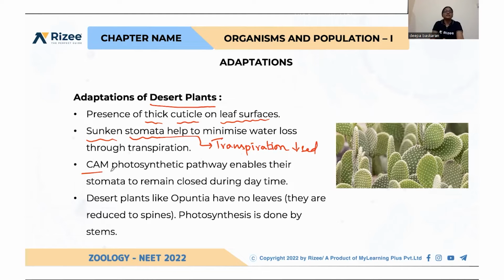And the crassulacean acid metabolism photosynthetic pathway also enables their stomata to close. Desert plants follow this pathway. Because of that, their stomata will be closed during the daytime, when the temperature and sunlight are high, so that water loss will be controlled. And desert plants like Opuntia have no leaves.